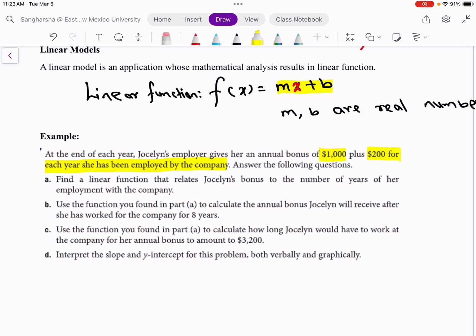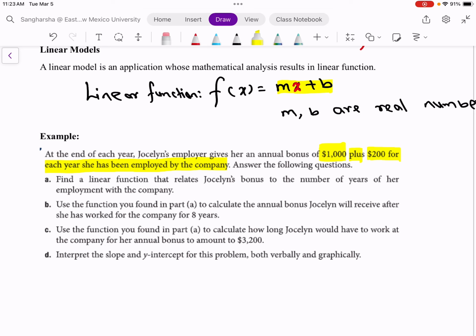So if she worked for 1 year, how much bonus will she receive? $1,200. Do you all agree? Because she receives $1,000, plus $200 for each year. So it's going to be a $1,200 bonus that she's going to receive.